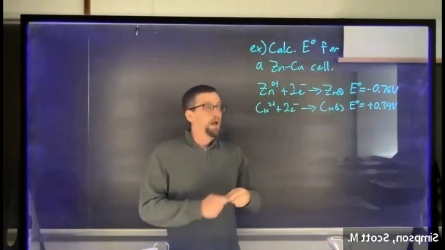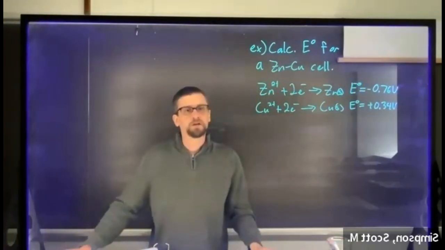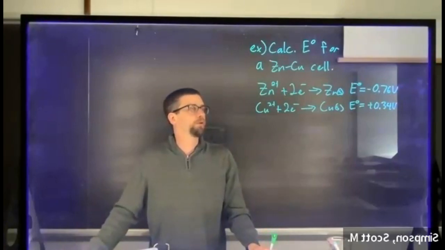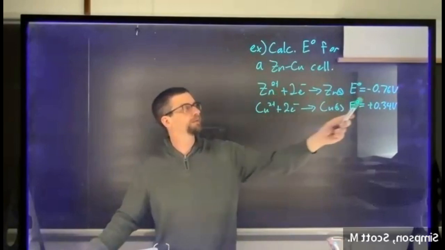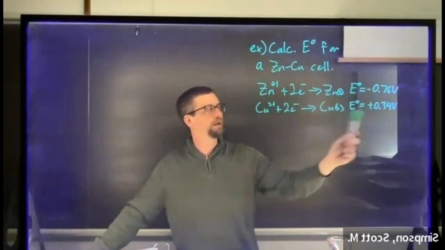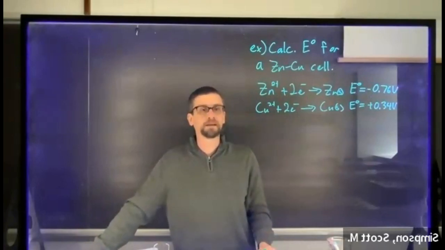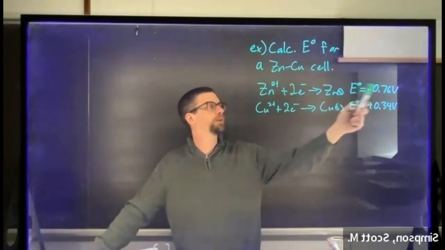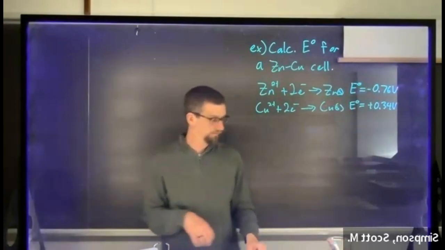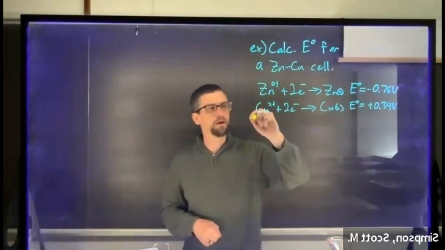Okay, so looking at these standard reduction potentials, we have to figure out which thing is going to be oxidized, which thing is going to be reduced. Looking at this, you can see that this standard reduction potential is more negative for zinc than it is for copper. So what that means is this system actually doesn't want to be reduced, it wants to be oxidized. So we need to flip it.